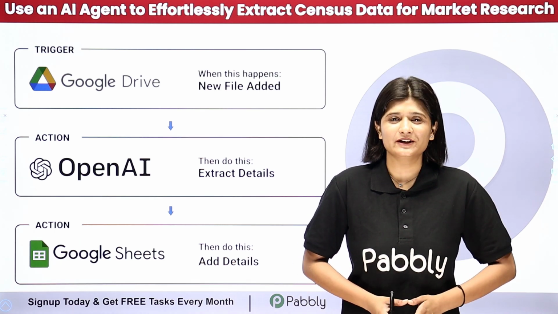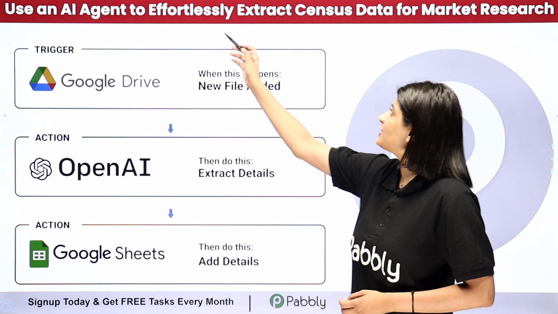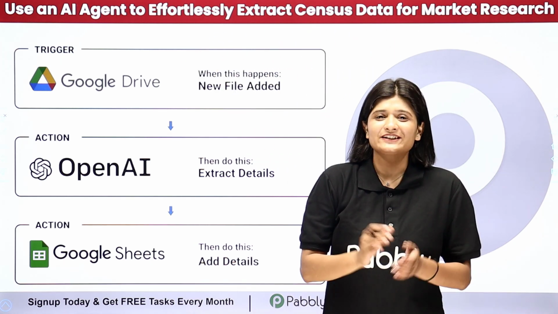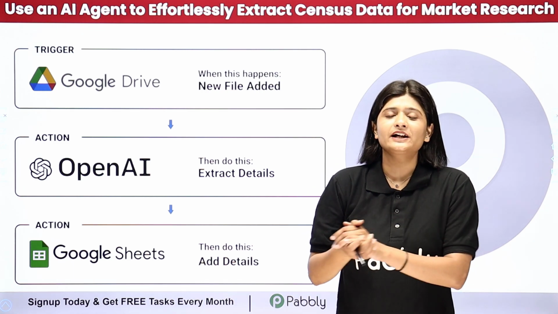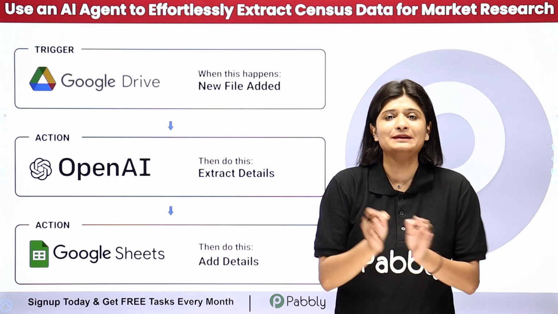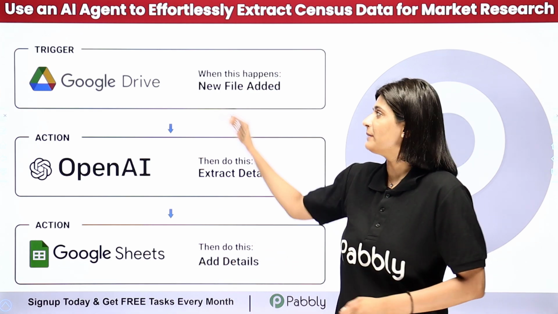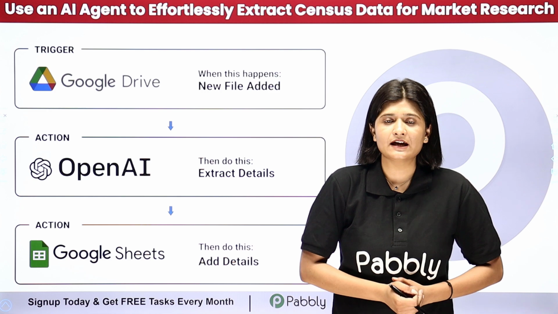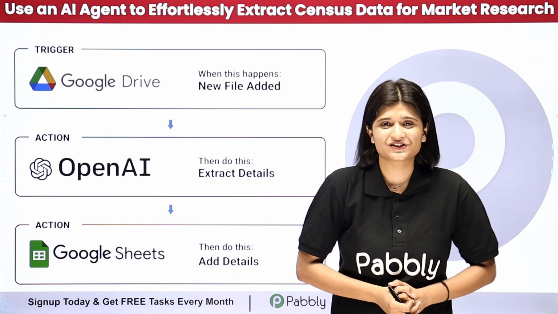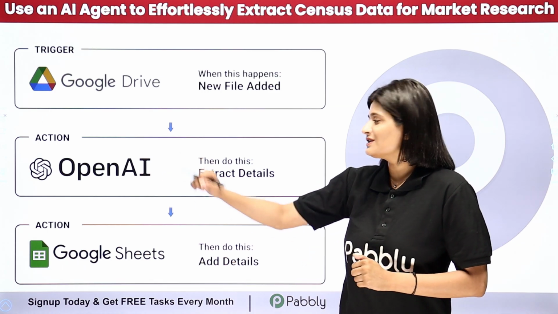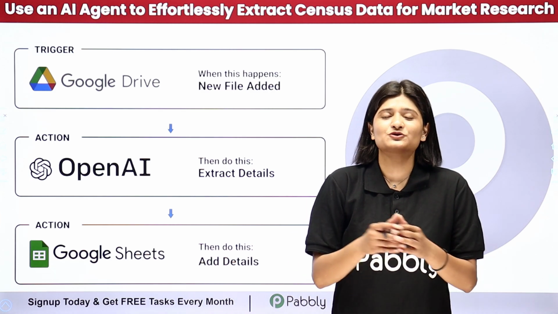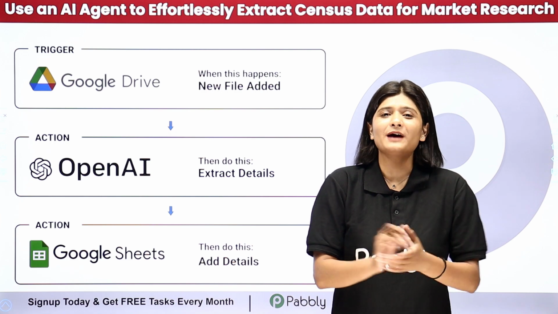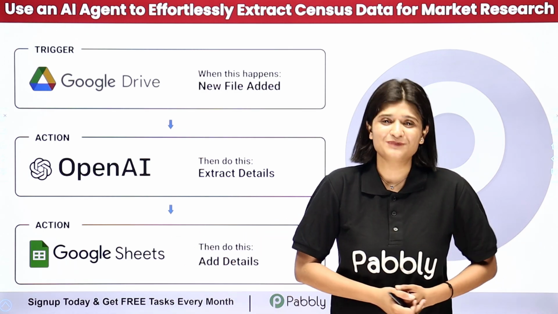In this video, we are going to learn how to use an AI agent to effortlessly extract census data for market research. Let's suppose I'm conducting market research, and for that I'm creating PDFs which I'm loading in my Google Drive. Now I want that as soon as I upload a new file or a PDF, the data should be automatically extracted with the help of an AI agent. Here I'm going to use OpenAI as my AI agent, and then this extracted data should be automatically added in my Google Sheets spreadsheet.